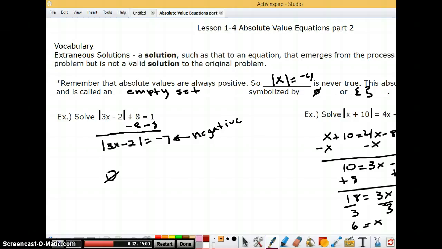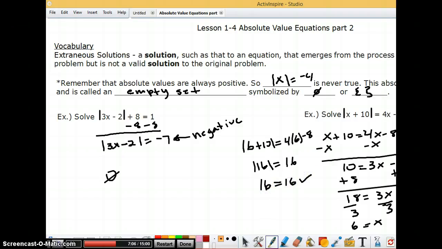Alright, so what we want to do is see whether this is extraneous, or does not actually make it a true statement. So we're going to substitute both of these back in. Alright, so we have the absolute value of 6 plus 10 is equal to 4 times 6 minus 8. So 6 plus 10 is 16. So we have the absolute value of 16. And 4 times 6 is 24. 24 minus 8 is 16. Absolute value of 16 is 16, so 16 equals 16. Good.